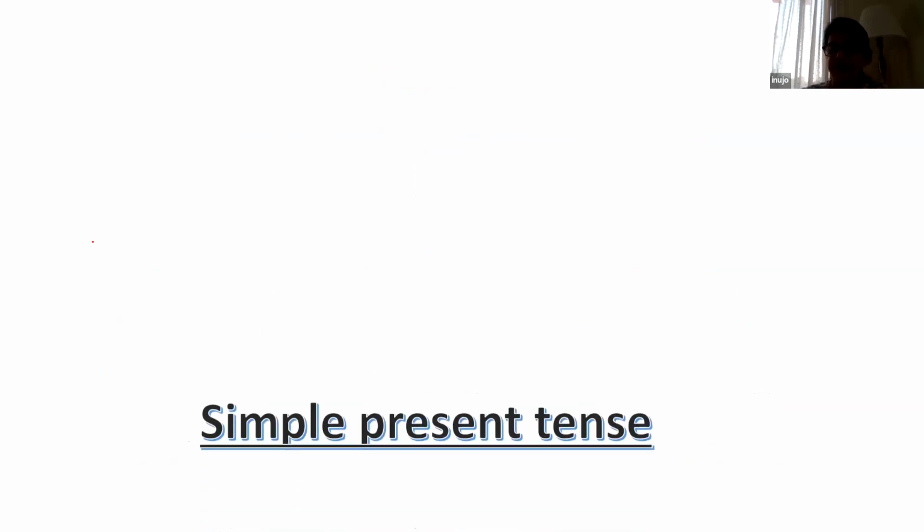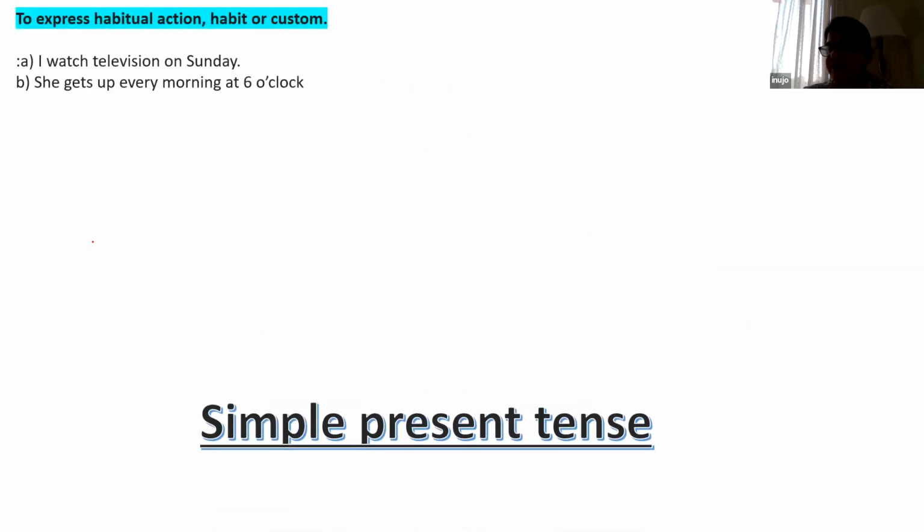Now first let us understand, children, what is simple present tense. Simple present tense is very easy. There are 4 to 5 different conditions in which we use simple present tense. First is to express a habitual action, habit or custom. That means an action that you do again and again, or that has become your practice. So in that case we use simple present tense.